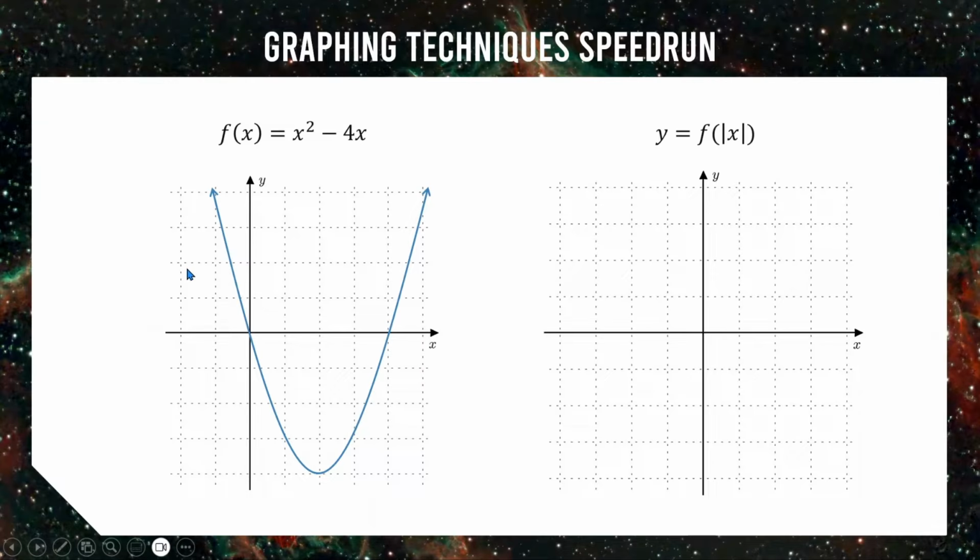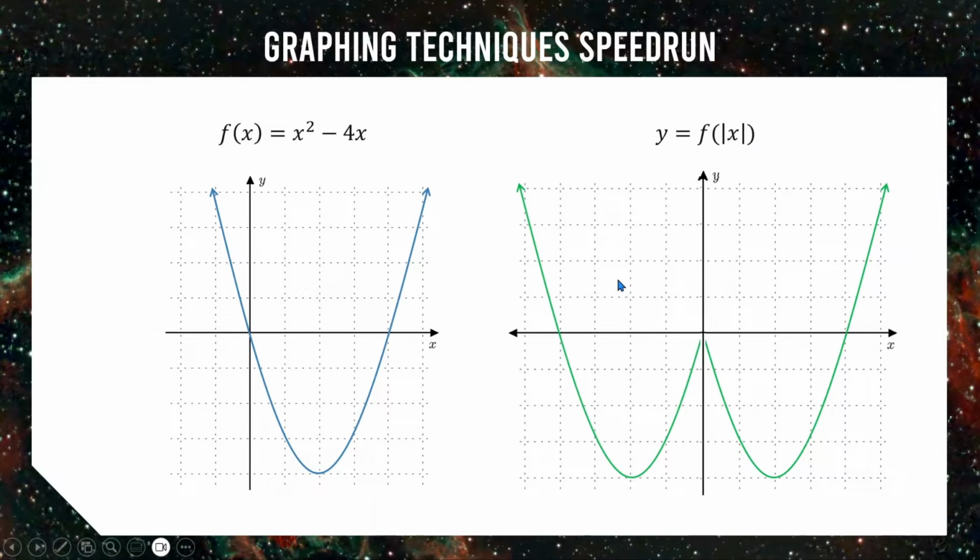So this left-hand side is going to become the right-hand side. So the right-hand side is already good to go because these x values were already positive. Changing these left-hand ones to become the right-hand ones, we end up with this picture here. So we're just taking the right-hand side of the y-axis and just reflecting it across to make this cool W shape.